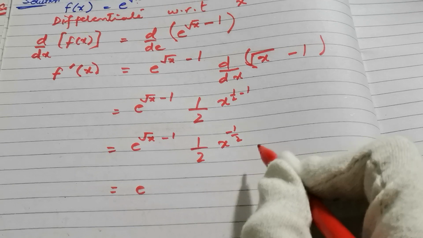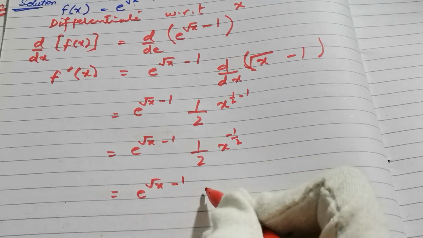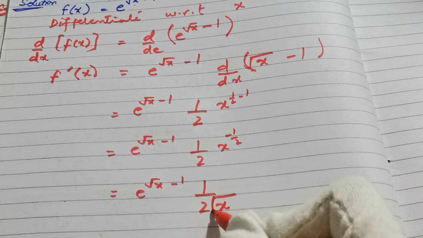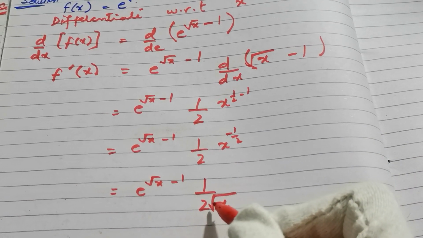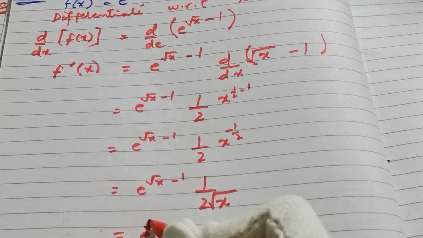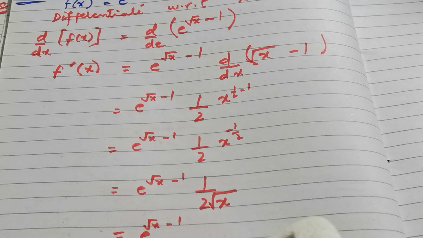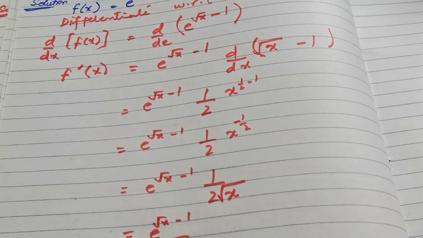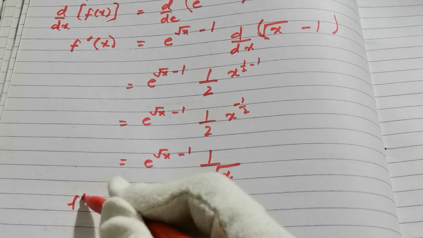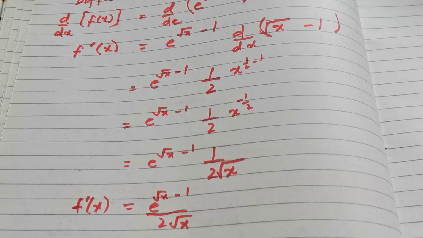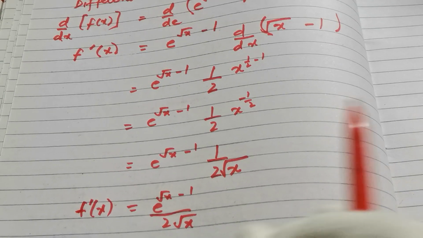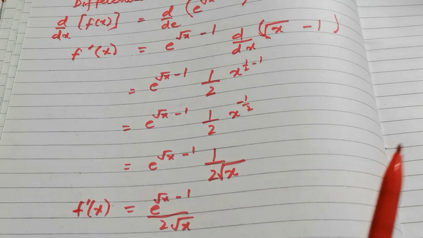So e raised to power root x minus 1 by 2 x raised to power minus 1 by 2 becomes positive 1 by 2, and x raised to positive 1 by 2 is root x. So e raised to power root x minus 1 divided by 2 root x. This is our required solution. So f dash of x is equal to e raised to power root x minus 1 divided by 2 into root x.